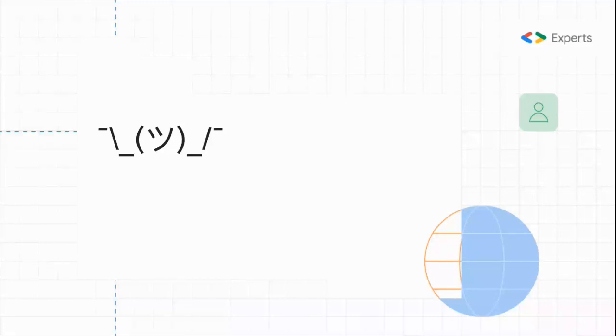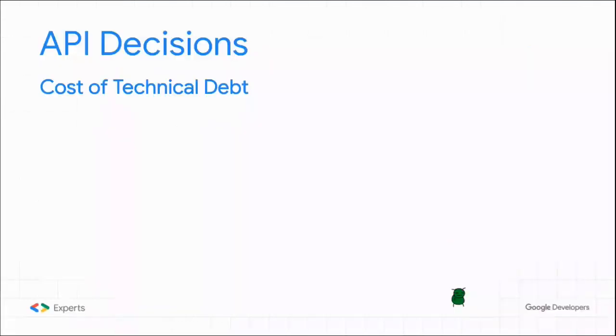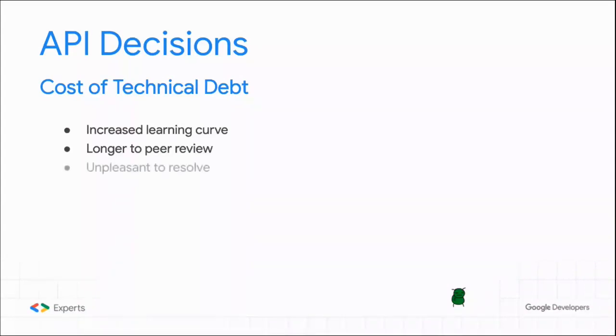So let's think about the cost or the downsides of this. You have API decisions that apply to your API. You have an increased learning curve as a result of technical debt. It takes longer to peer review because your colleagues need to learn a bit more scope about what's going on. It's unpleasant to resolve. Nobody likes handling technical debt or legacy code. And it's an increased risk of bugs.